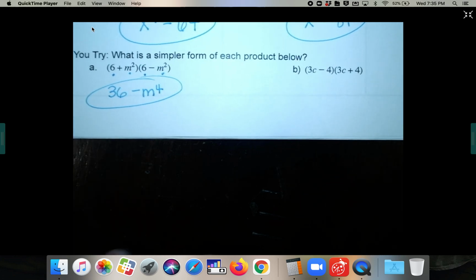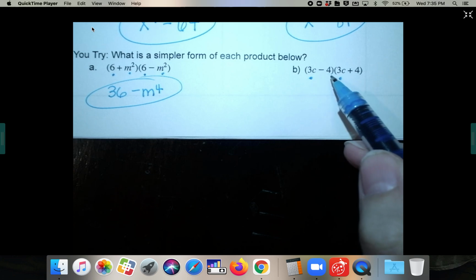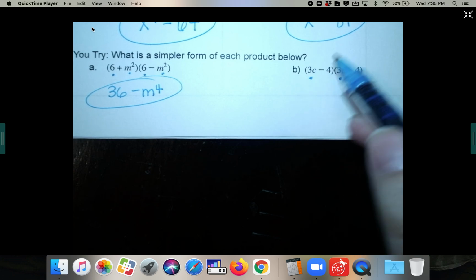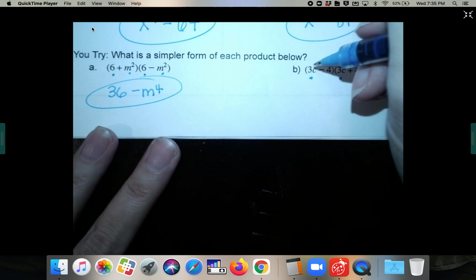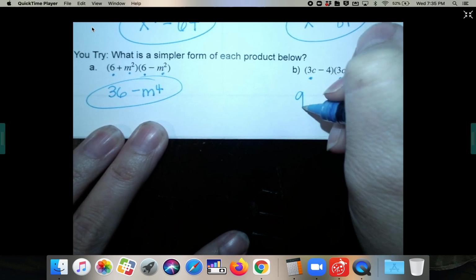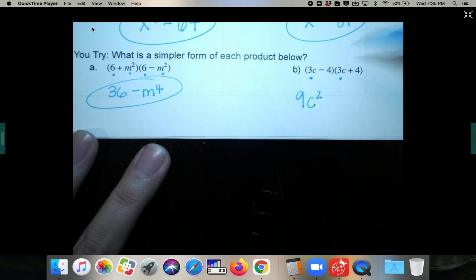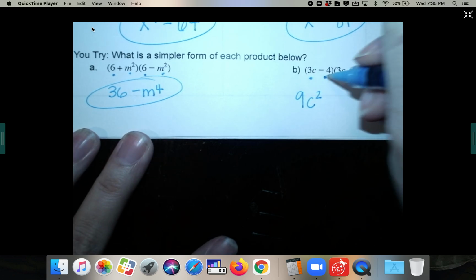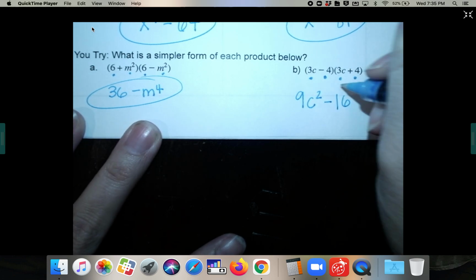All right. For this one, the firsts, and again, the only reason this works is because it's 3c minus 4 and 3c plus 4. So those are just the same binomial, but one is subtracting and one is adding. So 3c times 3c is 9c squared. The outsides and the insides are going to cancel out, and it's going to leave me with the lasts, which are negative 4 times positive 4, which is negative 16.